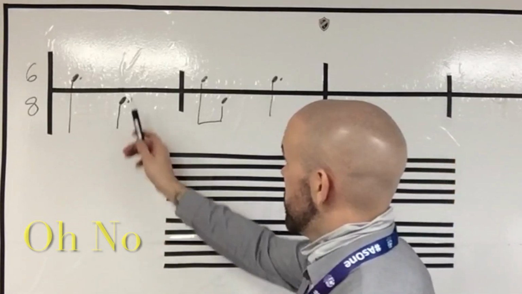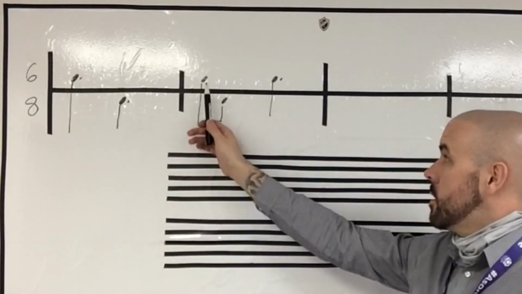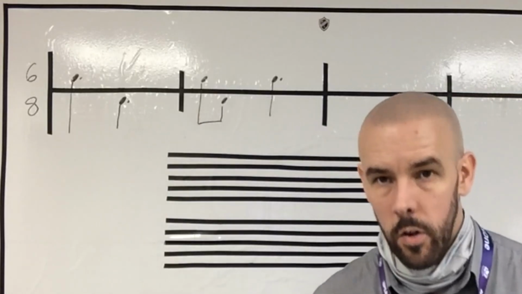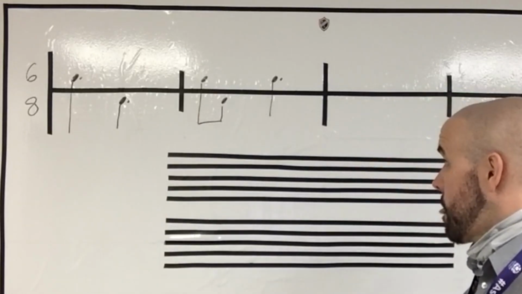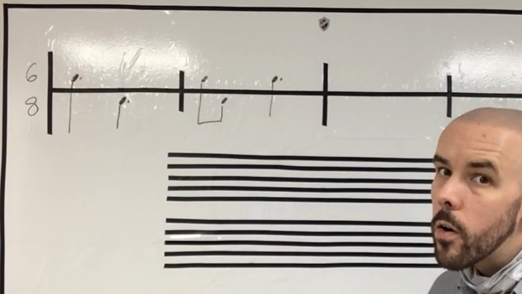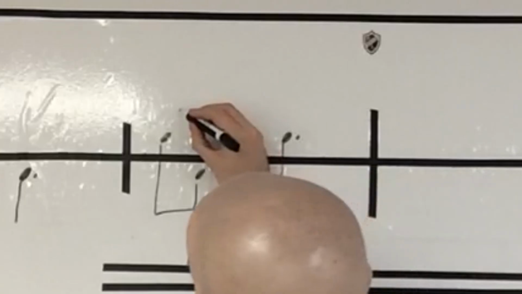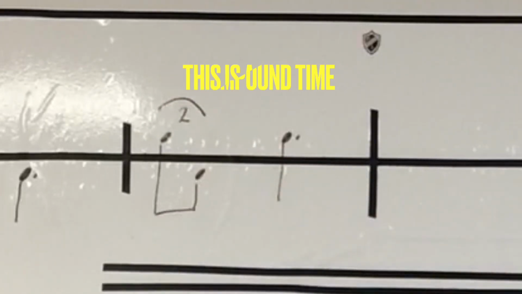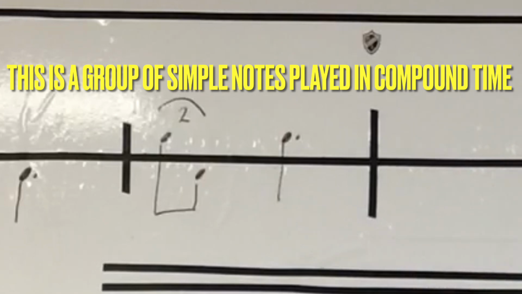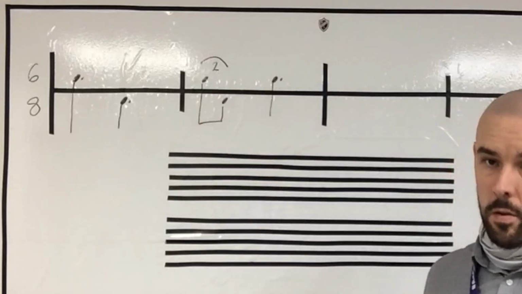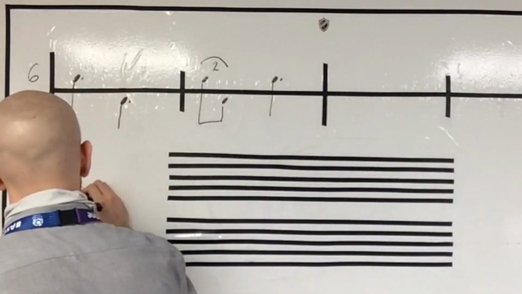Because remember the value of the beat note needs to be a dotted crotchet. I add these two up, I'm only getting a crotchet. Alright, I need that to equal a dotted crotchet. So what do you think I'm going to do? Alright, I'm going to make this an irregular group. Because that is a group of notes that adds up in simple time, but it does not add up in compound time. So it's a group of simple notes played in compound time. So that is a duplet, and I'm going to draw it down here.